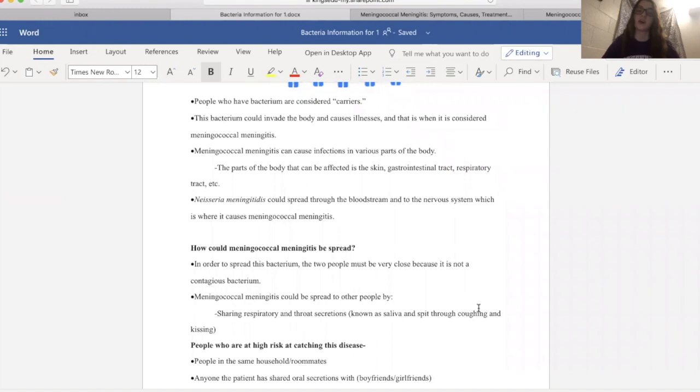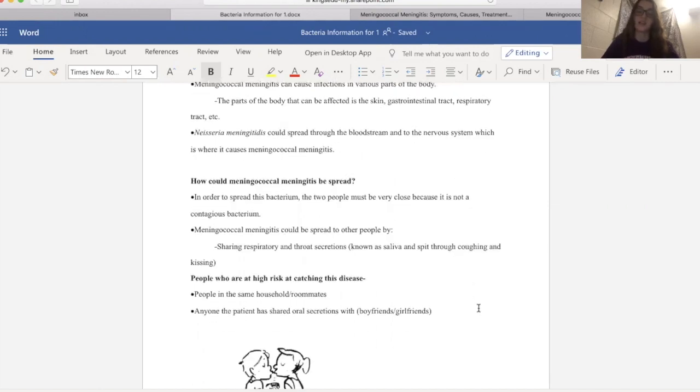Meningococcal meningitis can cause infections in various parts of the body. These include the skin, the gastrointestinal tract, the respiratory tract, etc. Neisseria meningitidis could spread through the bloodstream and to the nervous system, which is where it causes meningococcal meningitis.